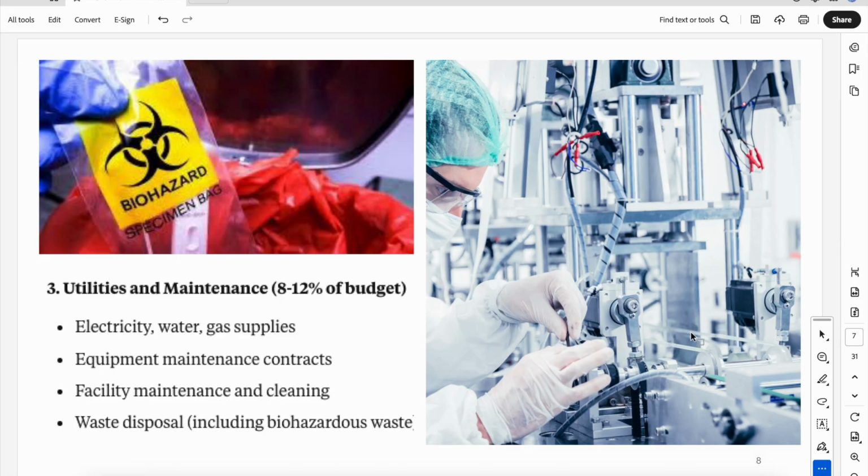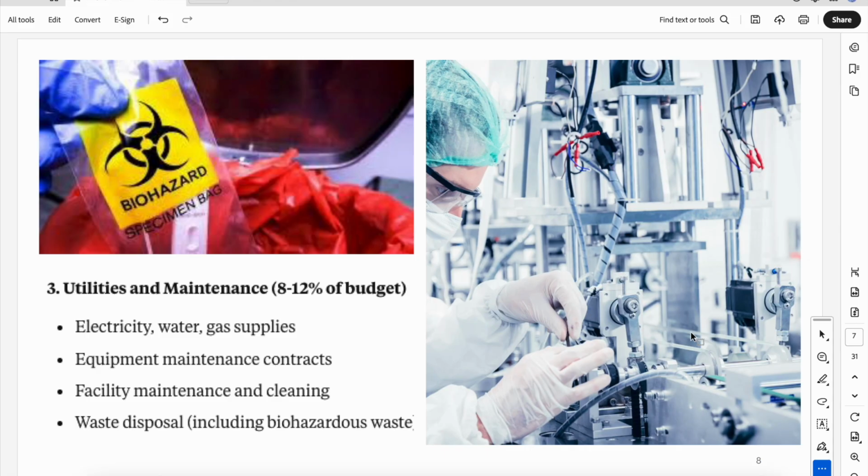Number 3, utilities and maintenance accounts for 8 to 12% of budget. Laboratory operations require significant infrastructure support. Electricity, water, and gas supplies are essential for laboratory operations. Laboratories often have higher utility costs than other hospital departments due to specialized equipment requirements.